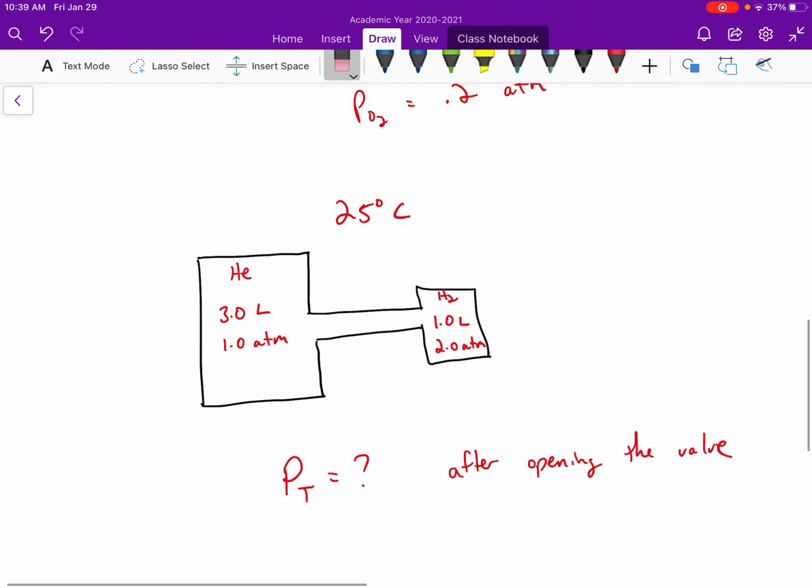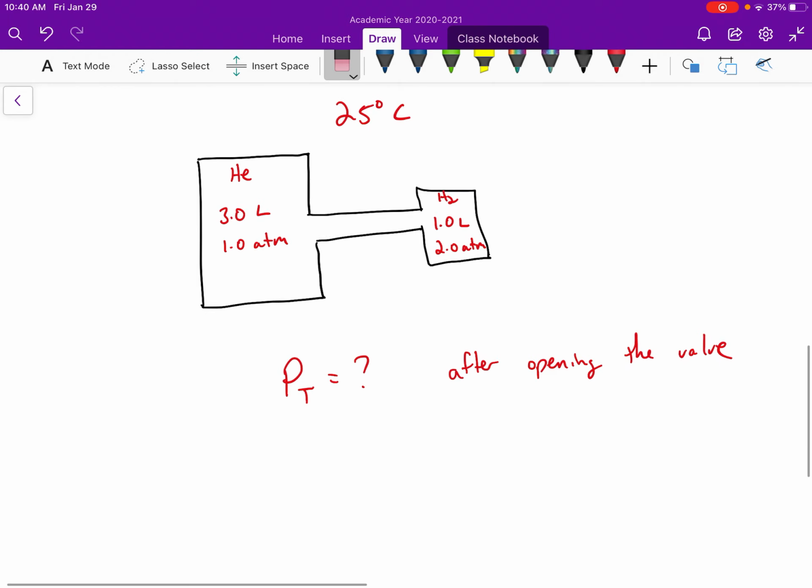That's true. However, you can't just add 1 and 2 in this scenario, because remember, this was initially blocked off, okay? The other thing you can assume is that this part, the actual tube, is included in the volume. Okay, give this a shot. This is a multi-step problem. See how you do, fumble around for a little bit, and then come back.